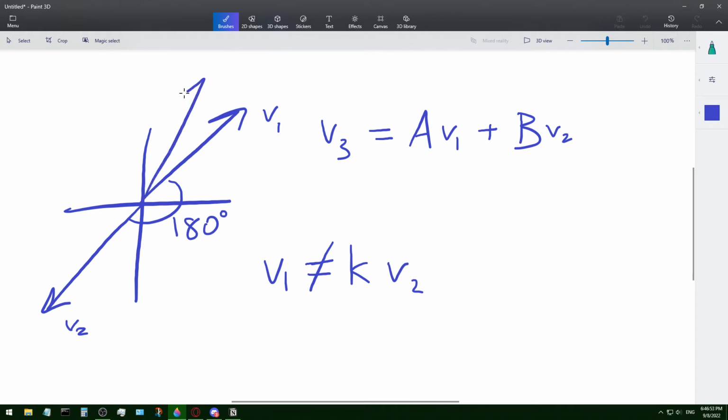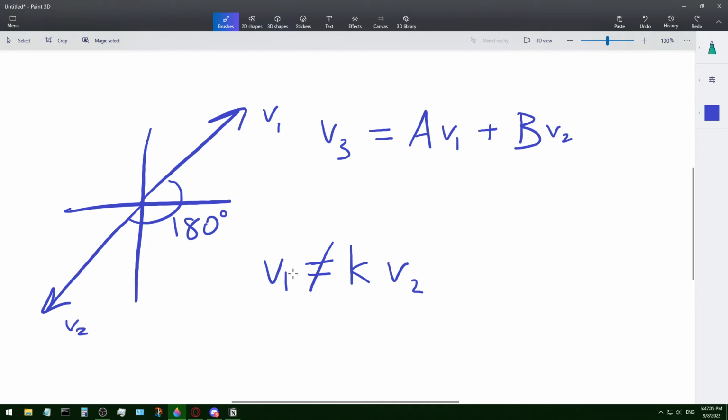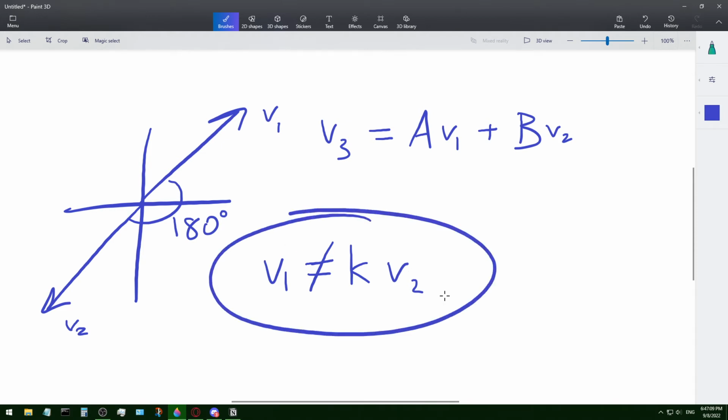Well, let's say we turn v1 by even a little bit. Then we could actually reach every single point on the plane just by doing our positive negative adding thing. So this is the actual condition for linearly independent. Alright, so that's the rule.